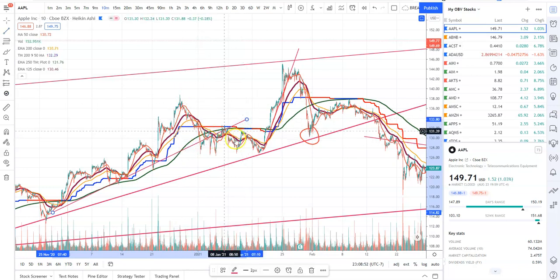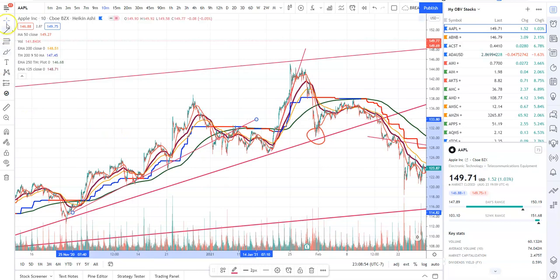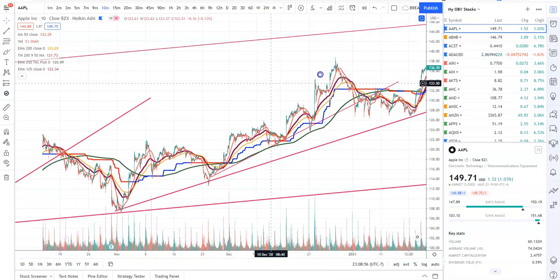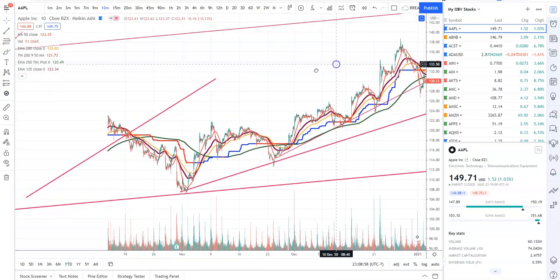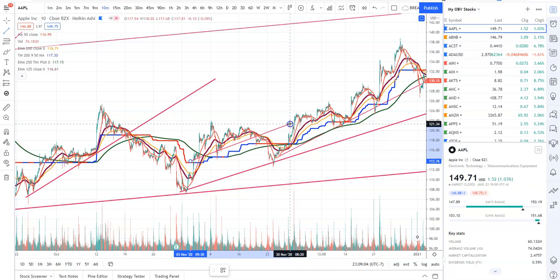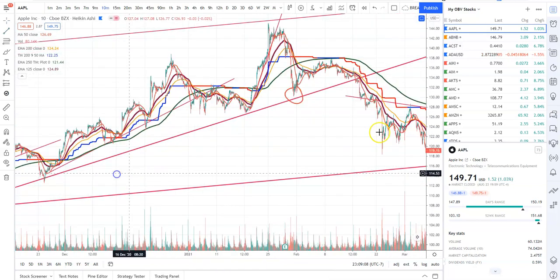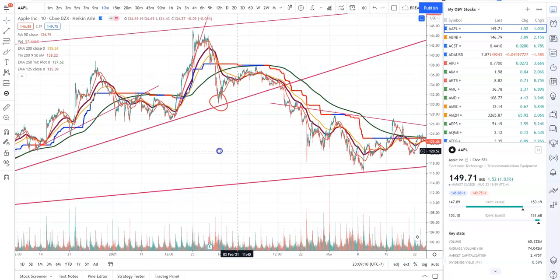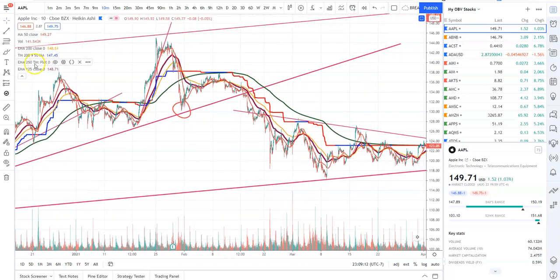Break down here, back to the trend line. Break down here. Something like this, right? Break down here, head back to this midterm trend line. But then I did want to show this to you guys as well here.